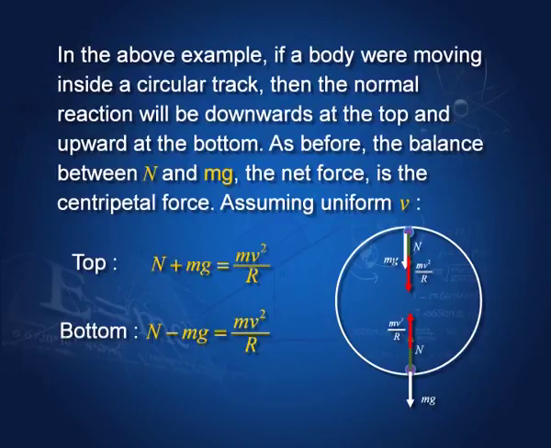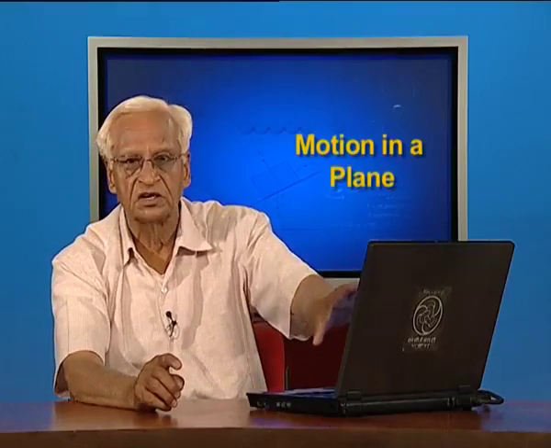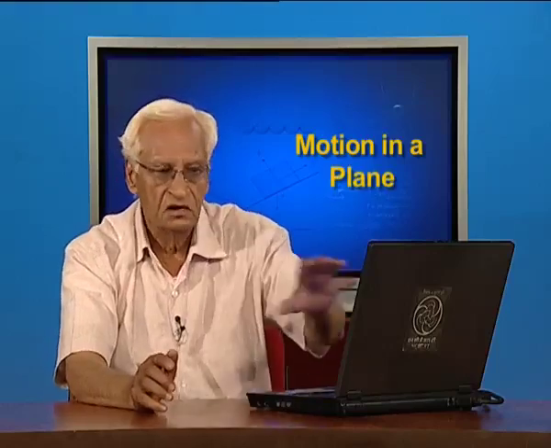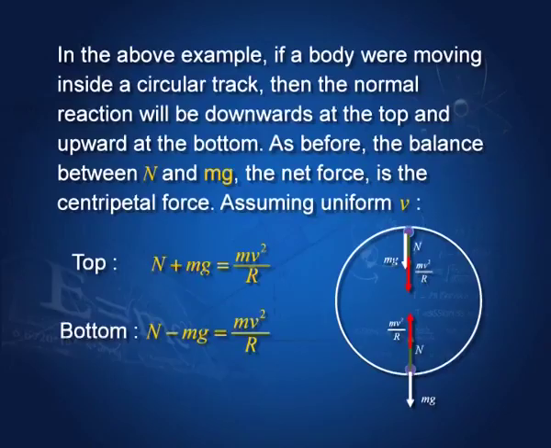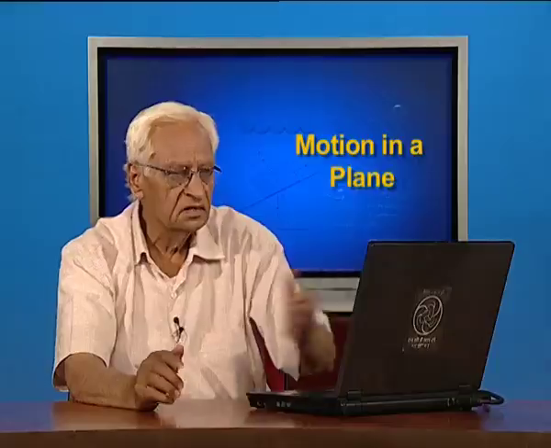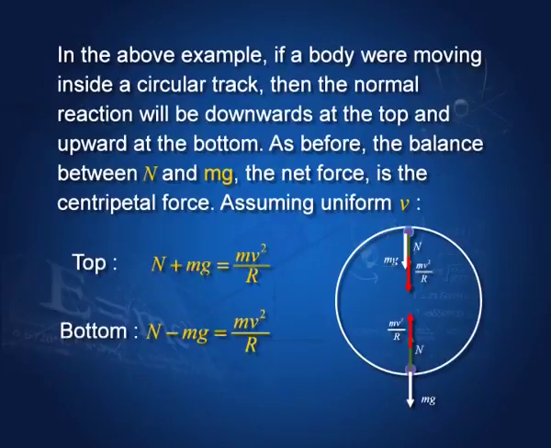So, if we adopt a certain convention about the directions of these forces, then we get these two equations. N plus m g is equal to m v squared by r and N minus m g is equal to m v squared by r, and given m, v, r, etc., we can calculate the velocity required or the normal reaction or whatever is required to be done.